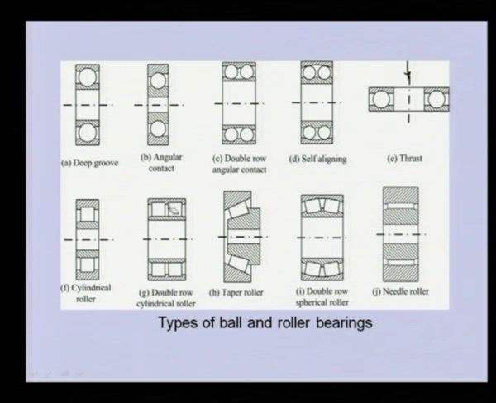Double row cylindrical bearing, taper roller bearing. So this is the frustum of a cone. Or double row spherical bearing. So the shape of this contacting surface is spherical, similar to the cylindrical bearing, but the curvature is more on the contacting surface. This is the needle bearing, in which the length is relatively long as compared to the diameter of the bearing.